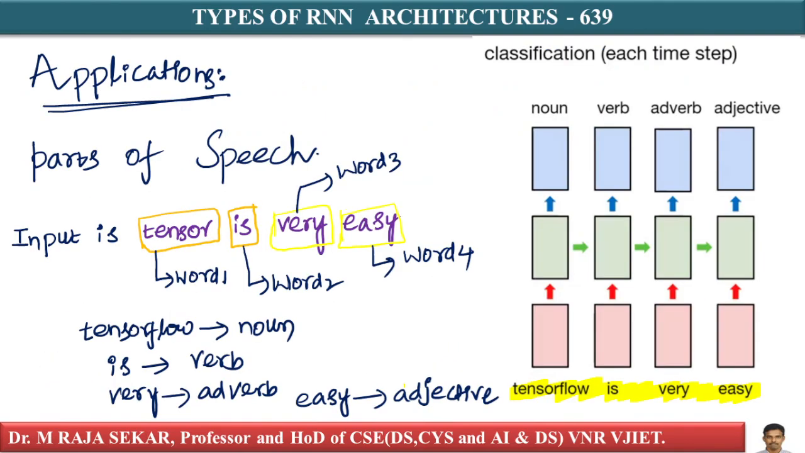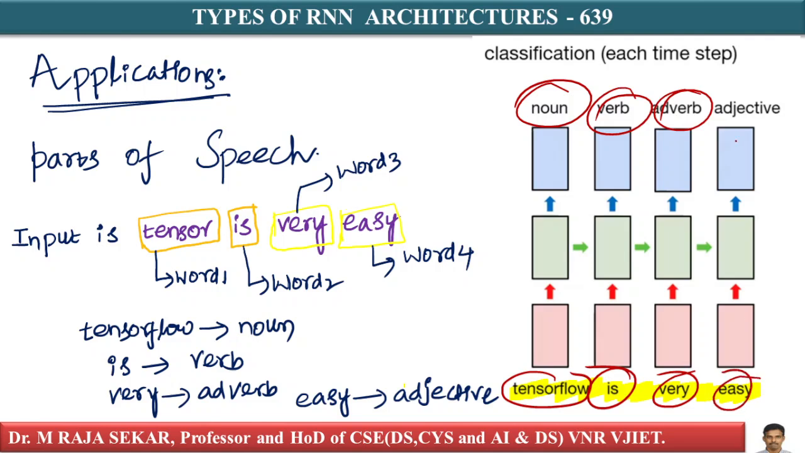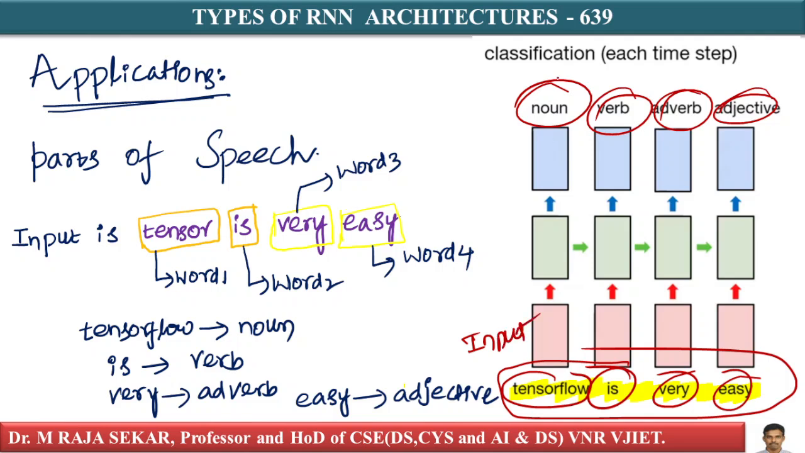Just let me show this one. It says "Your TensorFlow very easy." This is input. Your output is noun. TensorFlow is noun. Your is verb. Very is adverb. Easy is adjective. This entire thing is input. This entire thing is output.